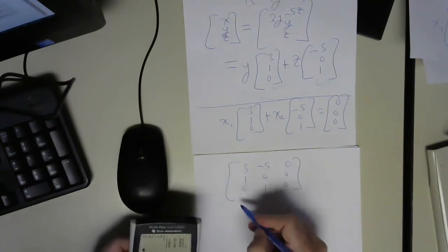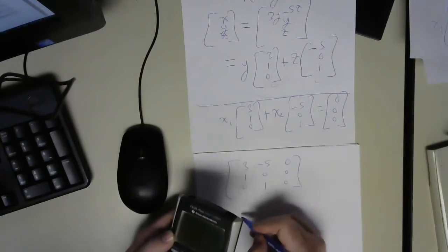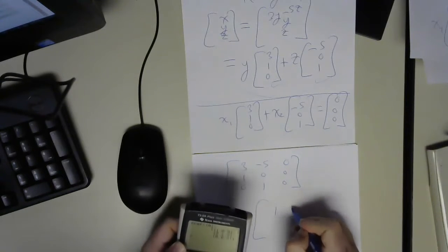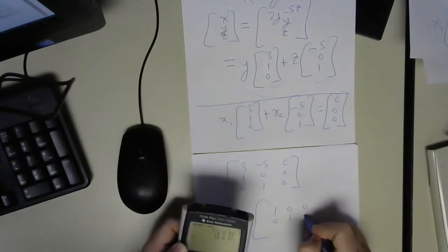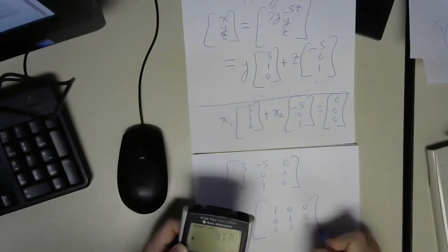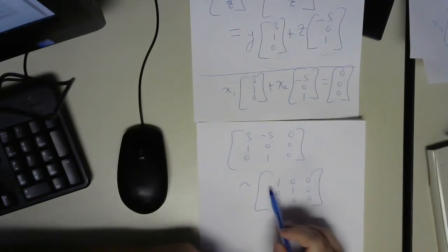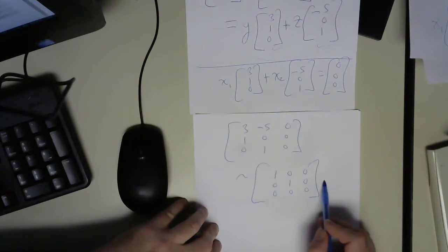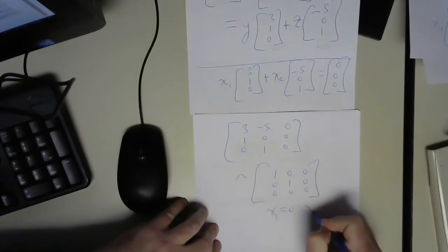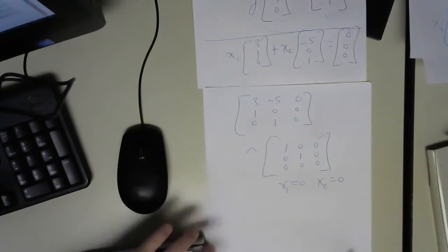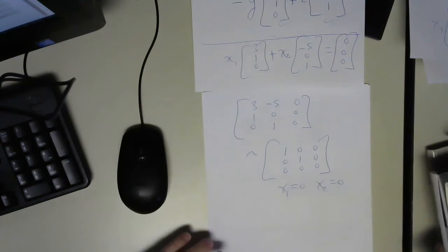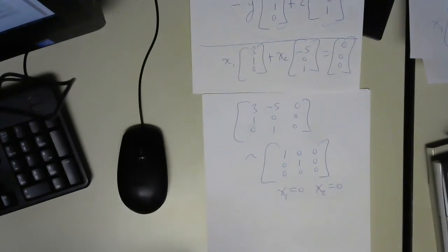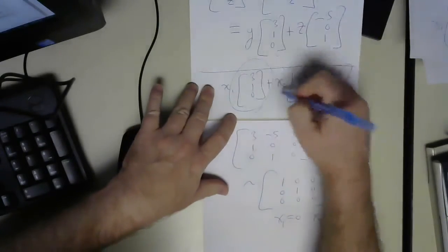So the calculator tells me that the matrix is row equivalent to this matrix in reduced echelon form. But notice that implies that x1 is equal to 0 and x2 is equal to 0. So that proves they are linearly independent vectors. So that is a basis for the set of vectors in the plane. And I'm talking about this vector and this vector.